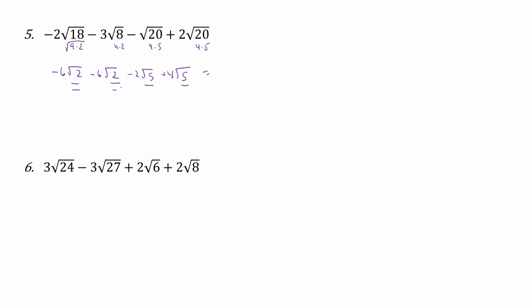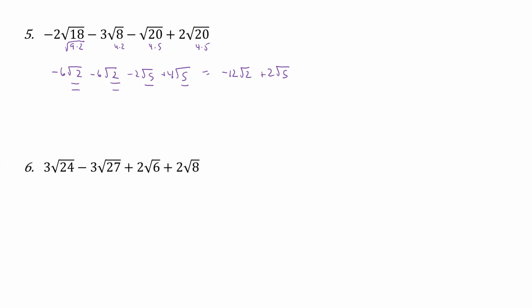We have the 2's and we have the 5's. So with the 2's, we have a minus 6, that's going to be a minus 12 square root of 2. And here we have a minus 2 plus 4, so that's going to be plus 2 square root of 5. And so then that would be our simplified version of this expression with 4 radicals. We've broken it down into 2 because 2 of them are like radicals here and 2 of them are like radicals here after we split them down.